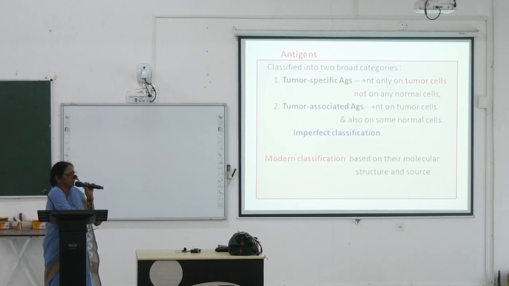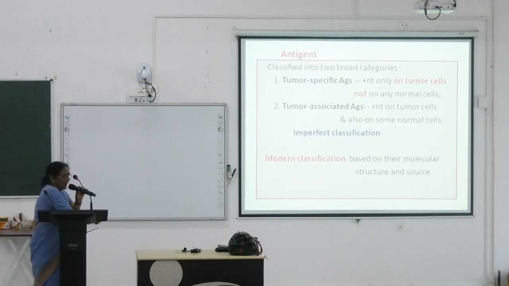Now, what are the different types of antigen we can have on the tumor cells, or what the tumor cells can express? What are the different types of antigens?